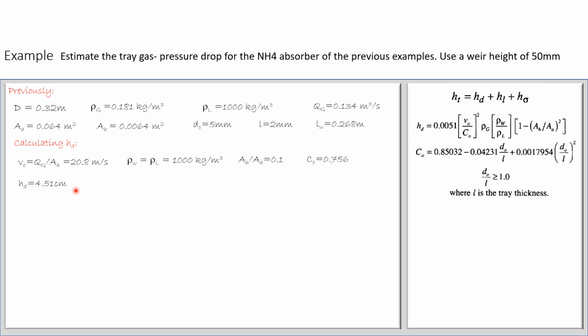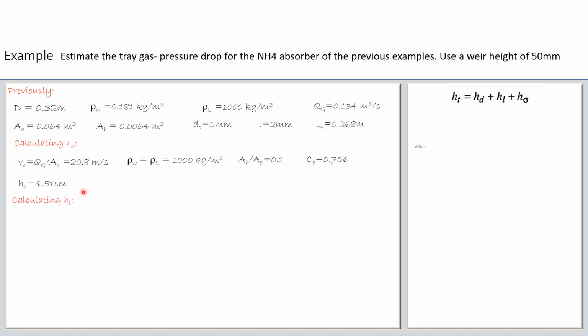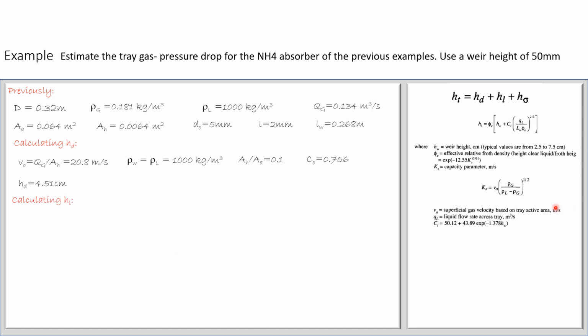4.51 centimeter of liquid, which is water, per tray. Then we need to calculate HL. For HL, we need to calculate VA. VA is equal to the volumetric flow rate of the gas divided by the active area, which will be equal to 2.1 meter per second. Then we need the volumetric flow rate of the liquid, which can be calculated using the values we had from example 1 and example 2, which is equal to this value here.